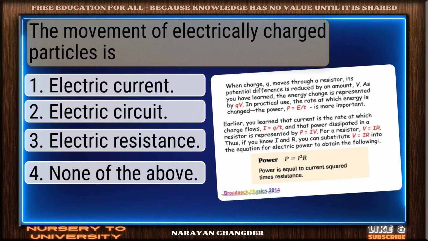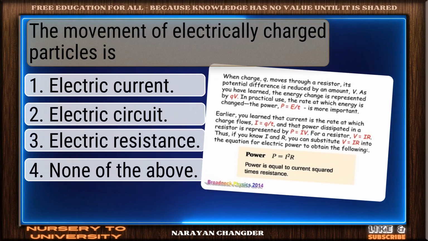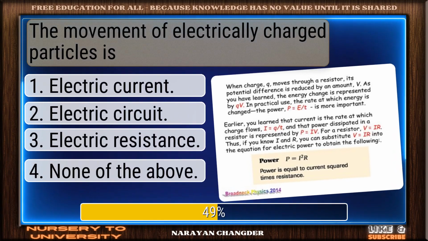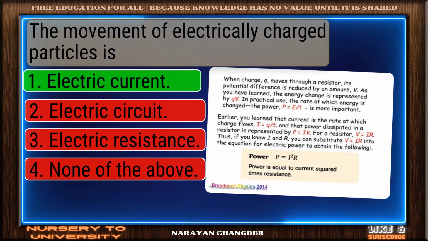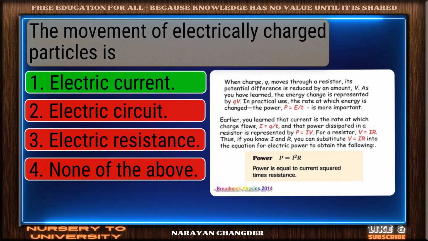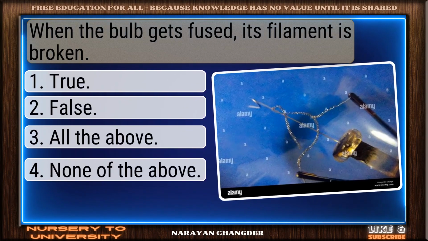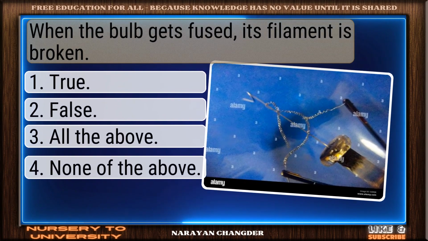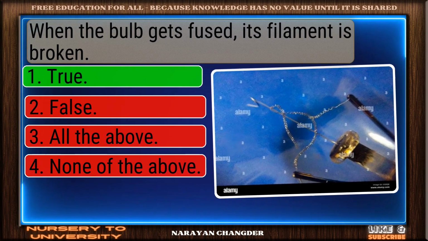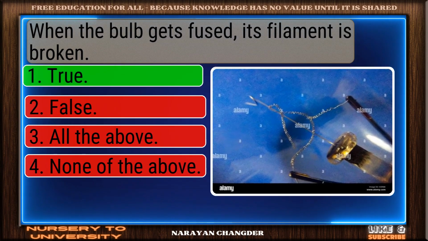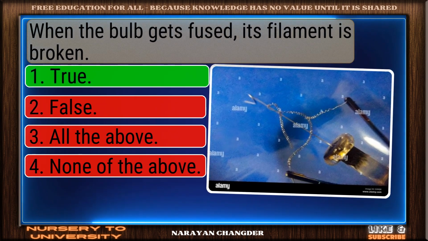Question number 52. The movement of electrically charged particles is. Right again. Electric current is a valid answer. Question number 53. When the bulb gets fused, its filament is broken. Exactly. True makes sense, and it is right choice.